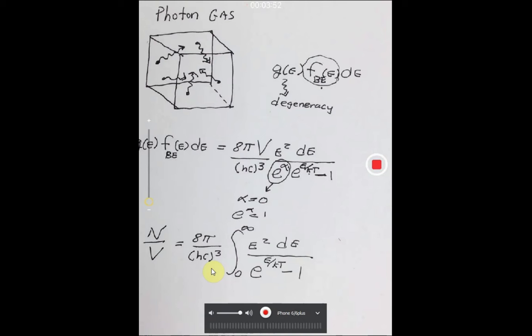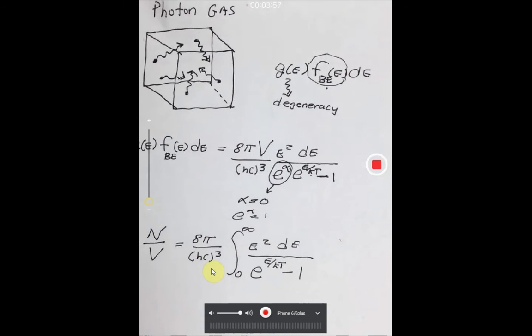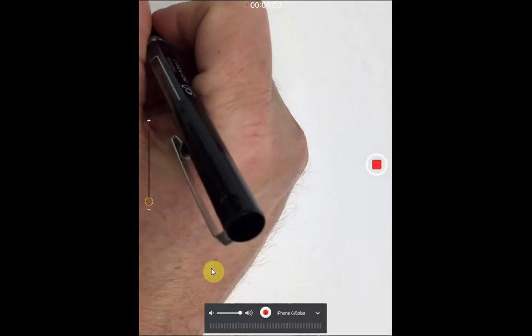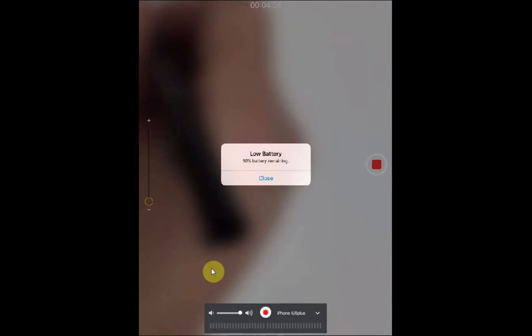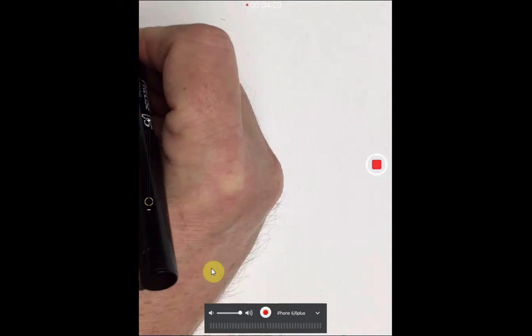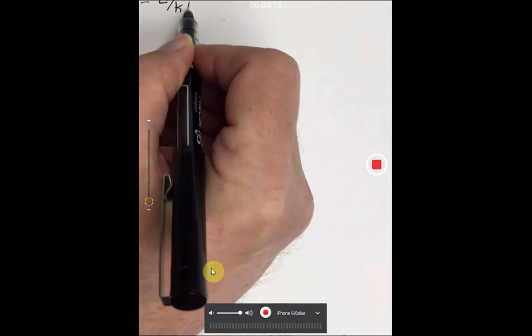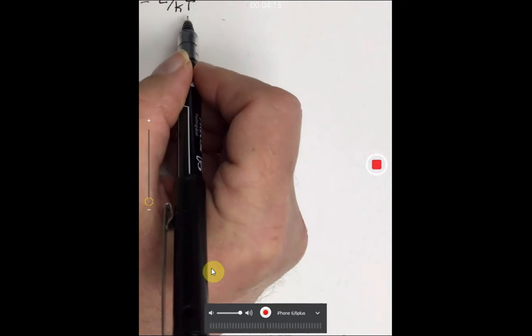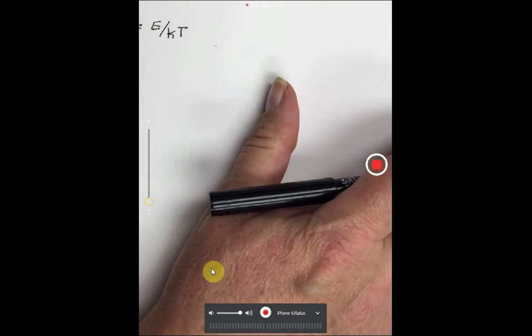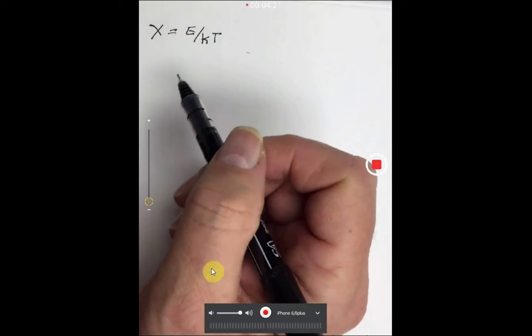So let's go ahead and do that. We've done this before already. What I'm going to do is a little substitution. I am going to replace E over kT, k being Boltzmann's constant, T being the absolute temperature, with x. So I'm going to do a little substitution here.